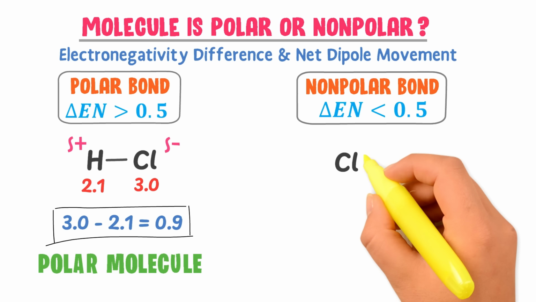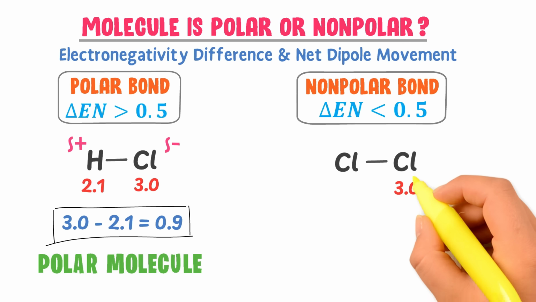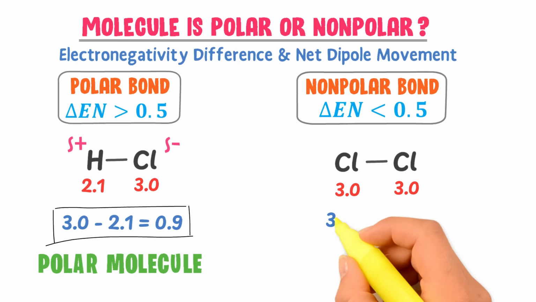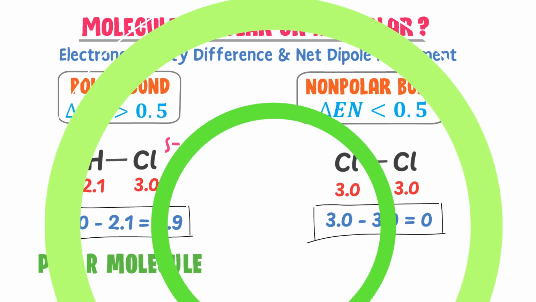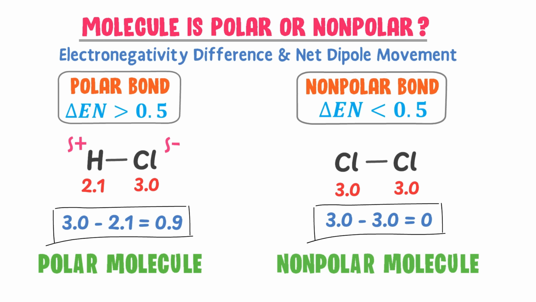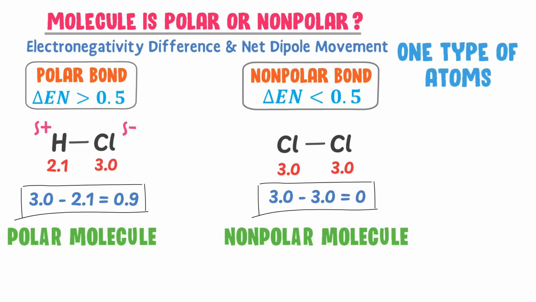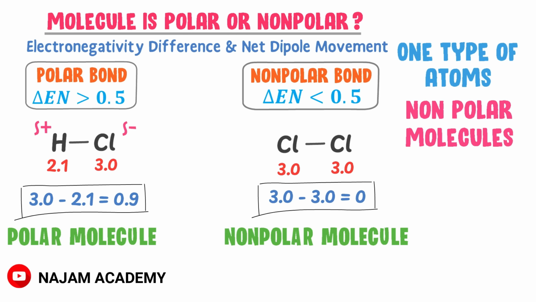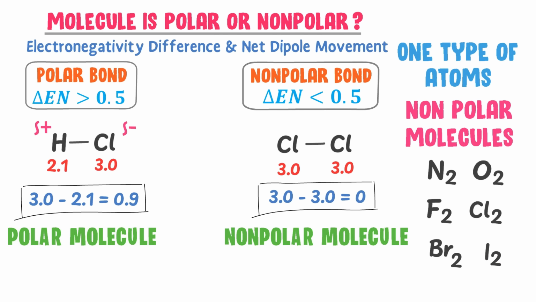Here, consider a molecule of chlorine gas. The electronegativity of a single chlorine atom is 3.0. If we find the electronegativity difference between these same chlorine atoms, we get 0. This electronegativity difference is smaller than 0.5. So it is a non-polar bond. Therefore, we say that chlorine molecule is a non-polar molecule. From this example, we learn that if molecules are made up of one type of atoms, they are non-polar molecules, like molecules of nitrogen, oxygen, fluorine, bromine, iodine, etc.